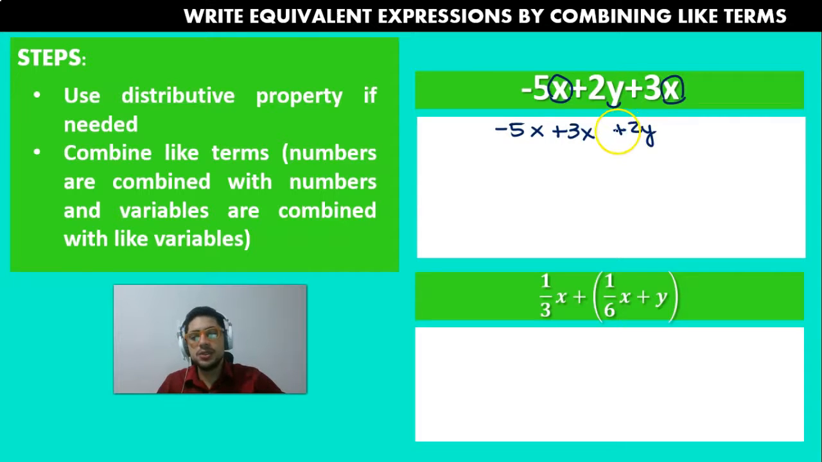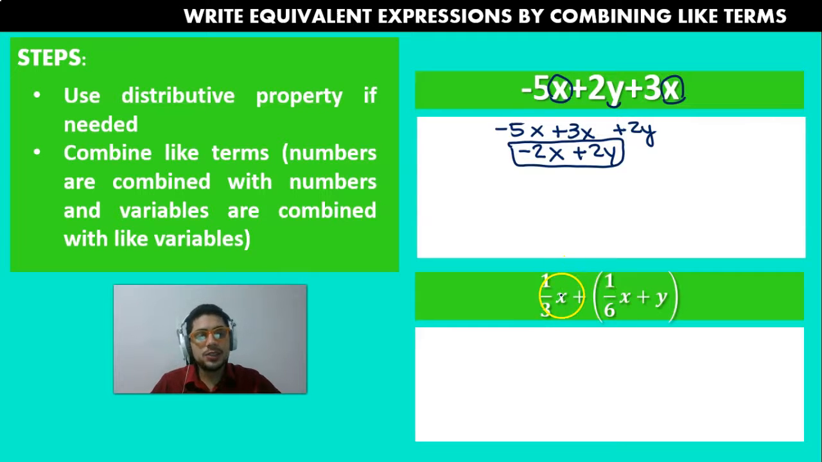The 2y, I cannot do anything with it because I don't have anything else with y. And then minus 5x plus 3x: minus 5 plus 3 is minus 2x. And then plus 2y. And we are just going to leave it like that. And this is going to be our answer. Why? Because we cannot simplify it more. Because x and y cannot be simplified even further because they are not like terms. So they cannot be combined.